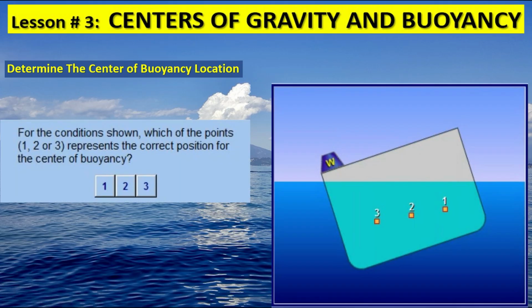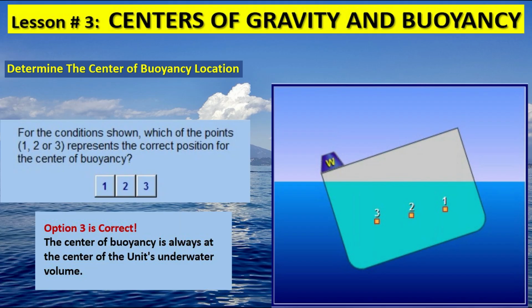For the conditions shown, which of the points represents the correct position for the center of buoyancy? Option 1, 2, or 3. Option 3 is correct. The center of buoyancy is always at the center of the unit's underwater volume.